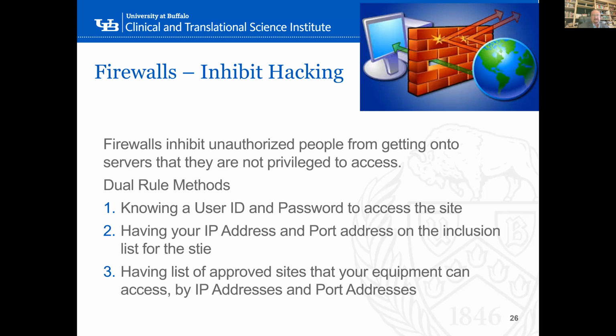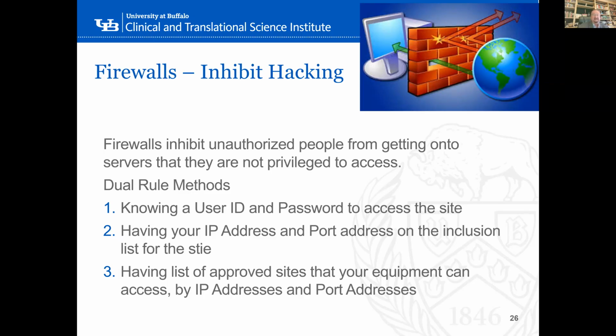So you know a user ID and password to access the site, and having your IP and port address on the inclusion sheet from that site. So in other words, if you're not coming from a place that this machine recognizes, even if you have the user ID and password, it won't let you in. Having a list of approved sites that your equipment can access by IP and port addresses cuts down on the people who can get in.